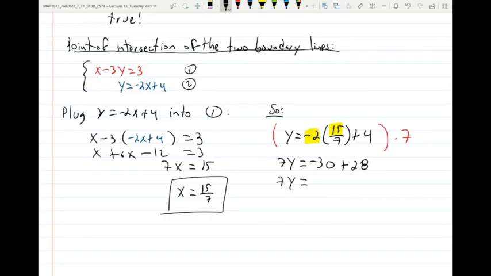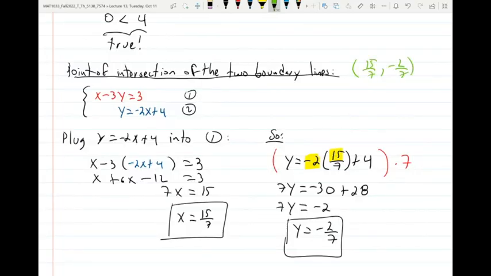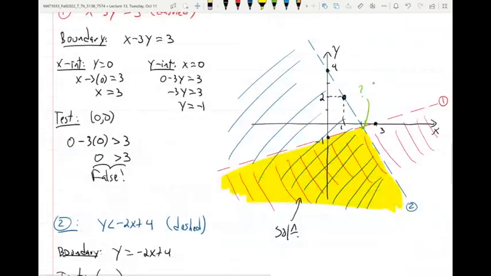At least you don't have to deal with adding and multiplying and subtracting the fractions and so on. Okay, so this becomes negative 2, so y is negative 2 over 7. So we have our point. The point of intersection is the point 15 over 7, comma, negative 2 over 7. So now we know what that is, so we put it over here. It's no longer a question mark.